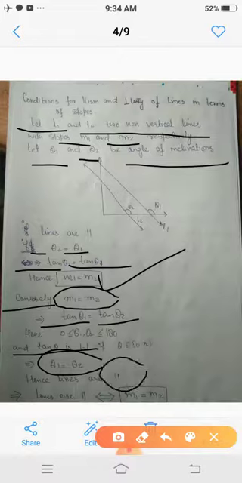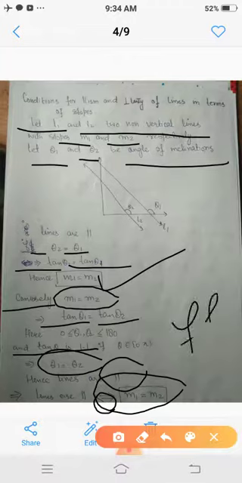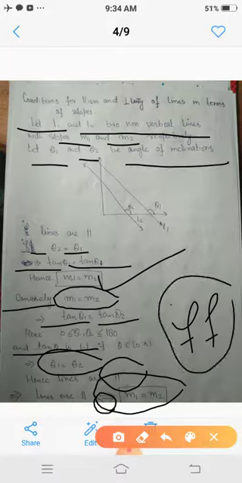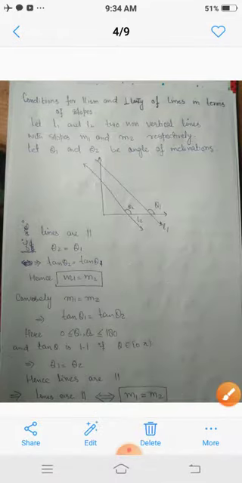So this means that two lines are parallel if and only if m1 equals m2. That is, L1 is parallel to L2 if m1 equals m2, and if m1 equals m2, it implies the lines are parallel. This double arrow is called if and only if, and we simply write iff for this symbol. It means that lines are parallel implies m1 equals m2, and if m1 equals m2 it implies that lines are parallel. So this is the necessary and sufficient condition for two lines to be parallel.